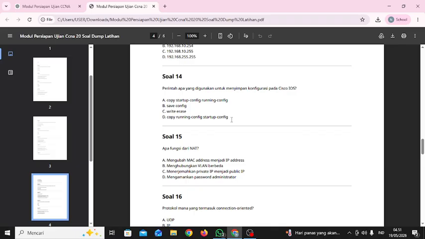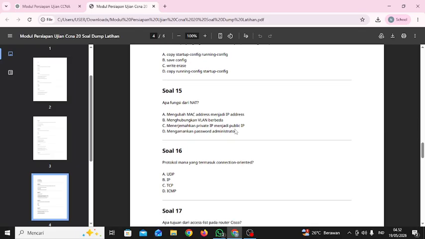You can use the write command, or write memory for short. Okay. This is one of the most commonly used Cisco IOS commands. Okay. Next question.